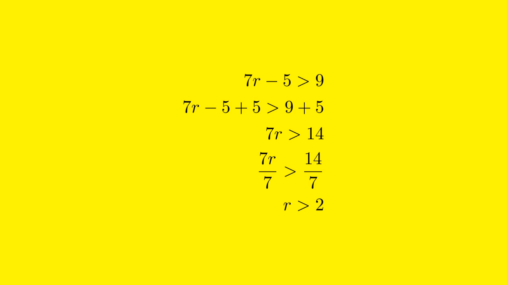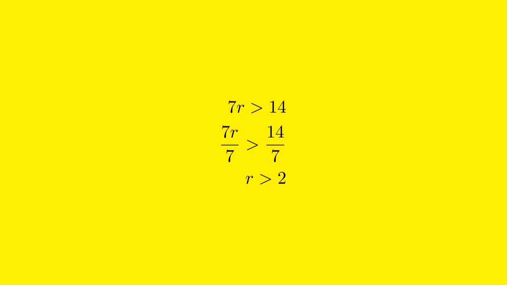We added 5 to both sides to keep the inequality balanced, which is a crucial step in solving inequalities. Maintaining balance means whatever operation we do on one side, we must do the same on the other side. At this stage, our inequality is now 7r greater than 14. In this step, we are preparing to isolate the variable r, which we will do in the subsequent steps. The next step will involve dividing both sides by the coefficient of r, which is 7, to solve for r.